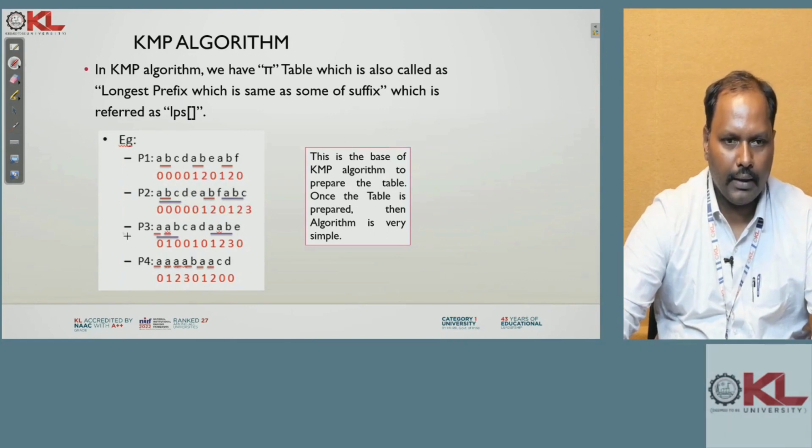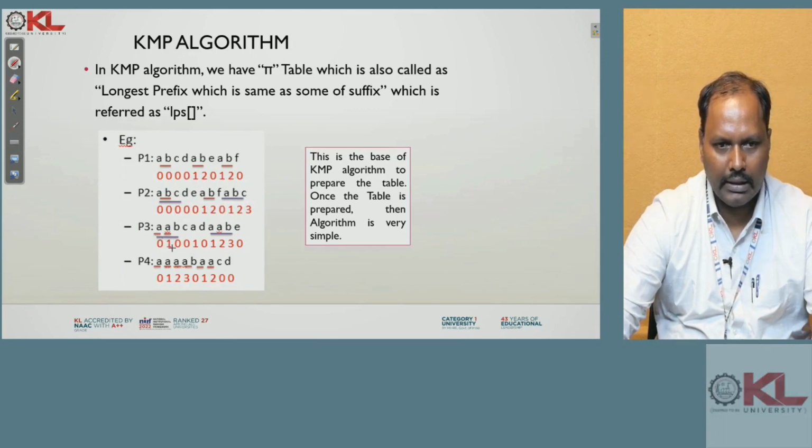And coming to the third pattern: A is single, 0. B is 0. A is also there, already 0 is committed, then the next one is 1. Next B is 0, C is 0. A is already available once, first time repeated, so we can make it 1. D is fresh data, 0, a fresh letter.